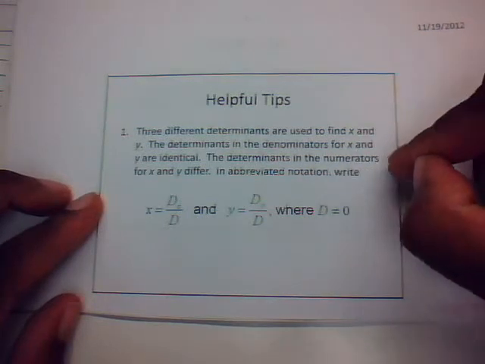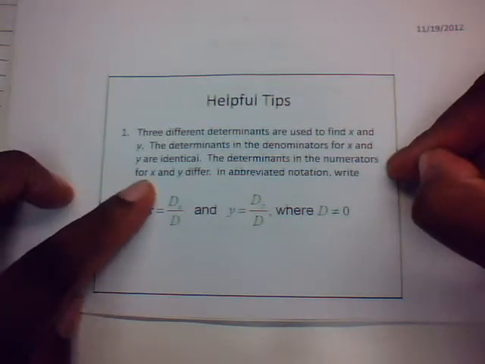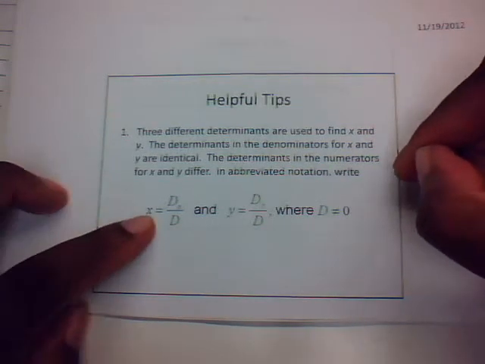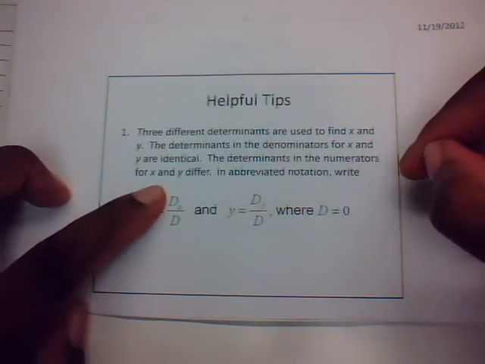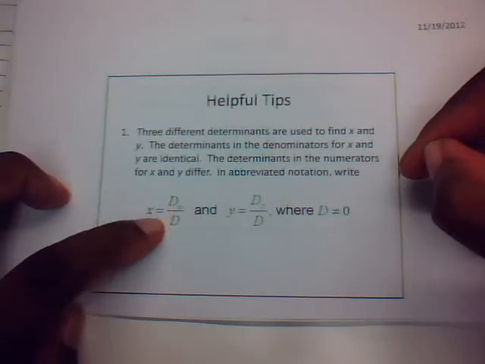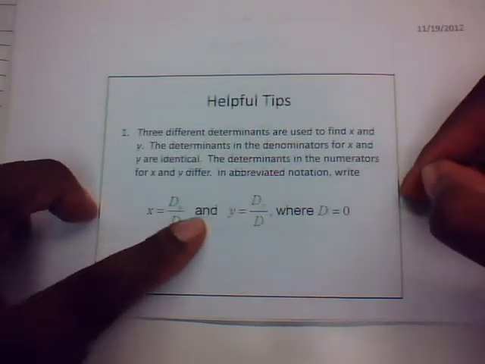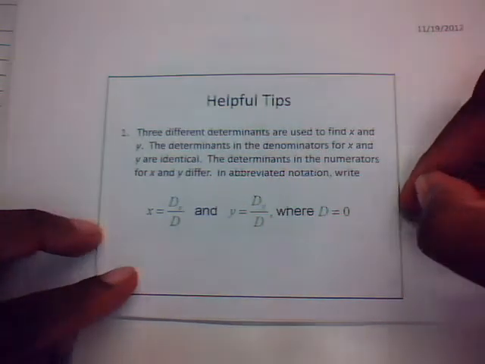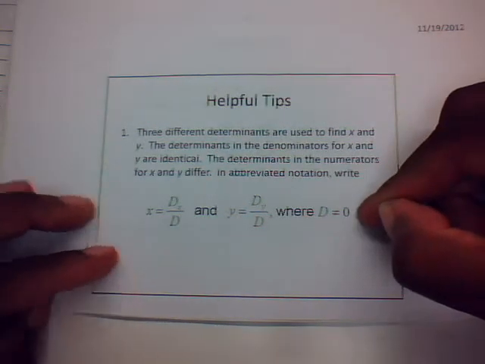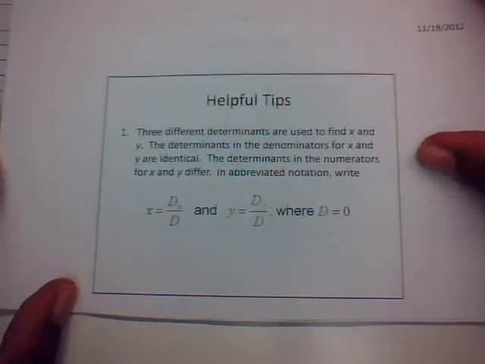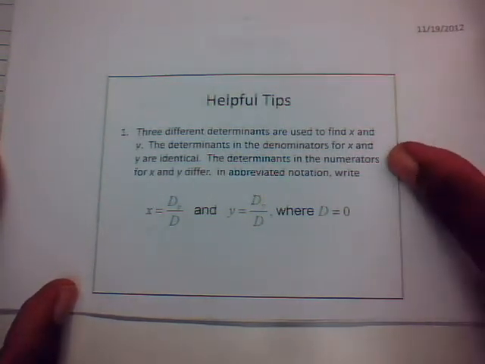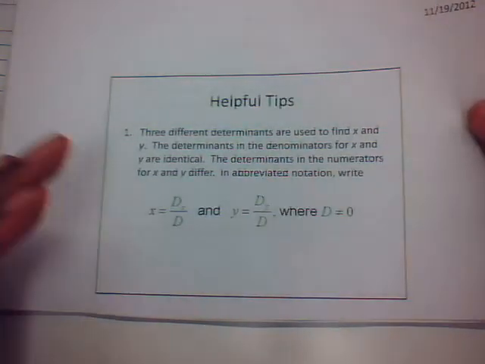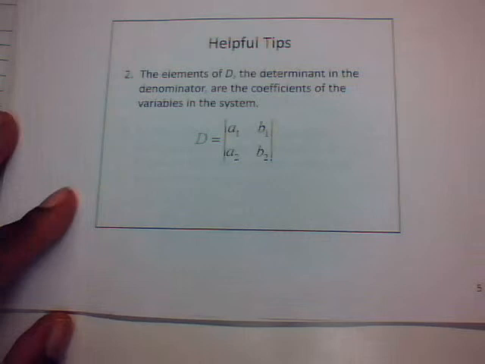So the determinants in the numerators for x and y will differ. So in the abbreviated notation, we write this. X is equal to the determinant for x divided by the determinant, and y is equal to the determinant for y divided by its main determinant, where D is not equal to 0. Okay? So how do we find D? How do we find D of x? And how do we find D of y?